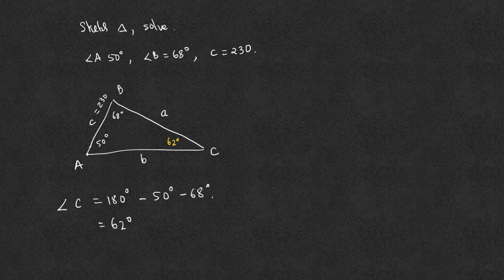We found the third missing angle. What is left is to find the missing sides a and b. This is not a right triangle, but we can use the law of sines, which states that sine of A over the opposite side equals sine of B over the opposite side equals sine of C, 62 degrees, over the opposite side. And these three ratios are the same.